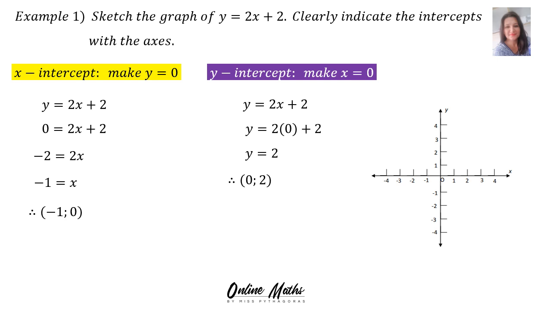And then to sketch your graph, there's the x-intercept minus 1 and 0. There's the y-intercept 0 and 2. And then you join the two dots and there's your line. And then remember, you also have to add y is equal to 2x plus 2, the name of the function on the graph.